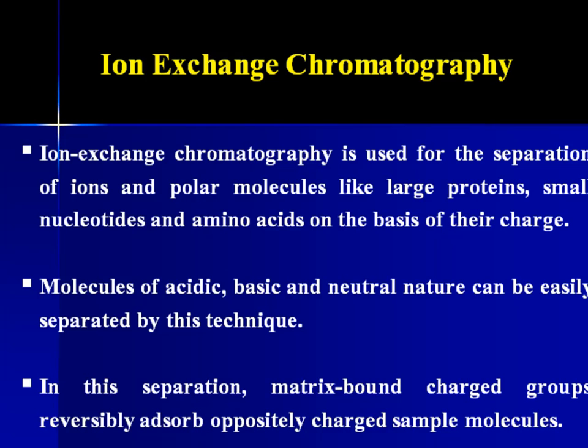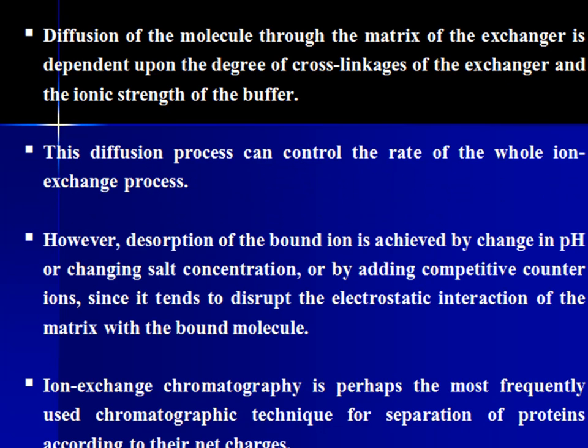Second is ion exchange chromatography. Ion exchange chromatography is used for the separation of ions and polar molecules like large proteins, small nucleotides, and amino acids on the basis of their charge. Molecules of acidic, basic, and neutral nature can be easily separated by this technique. In this separation, matrix-bound charged groups reversibly adsorb oppositely charged sample molecules.